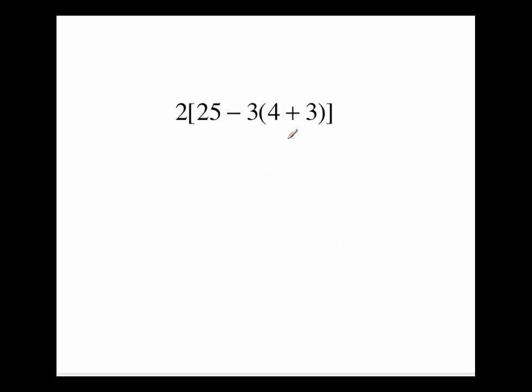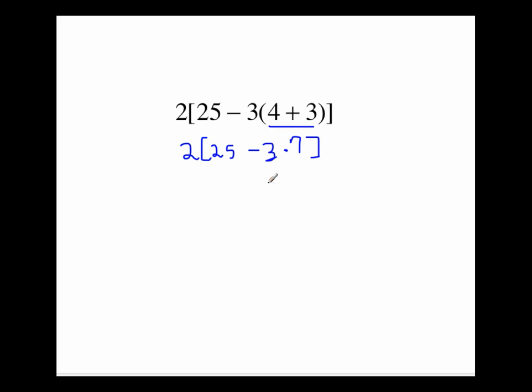Sometimes you have problems where you have what's called nested parentheses. You have the curved parentheses and the square bracket. To evaluate these, you want to start on the inside. So 4 plus 3 is 7. Rewrite the problem with the 2 and the square brackets. 25 minus 3. That 3 was in front of parentheses, which means multiply.